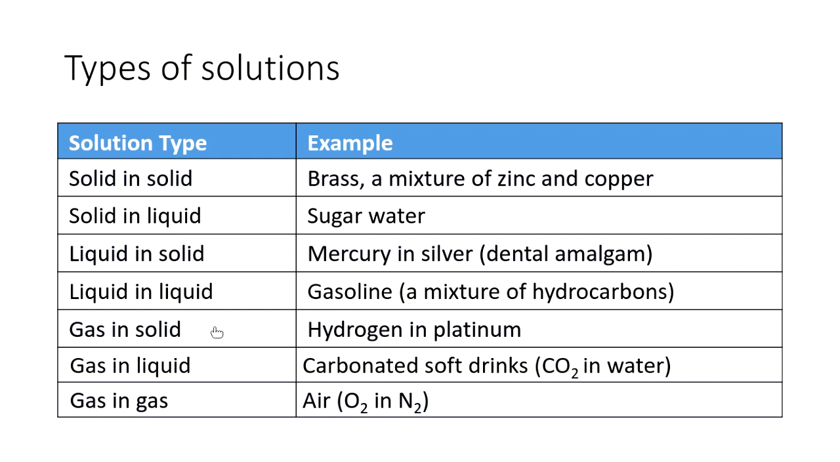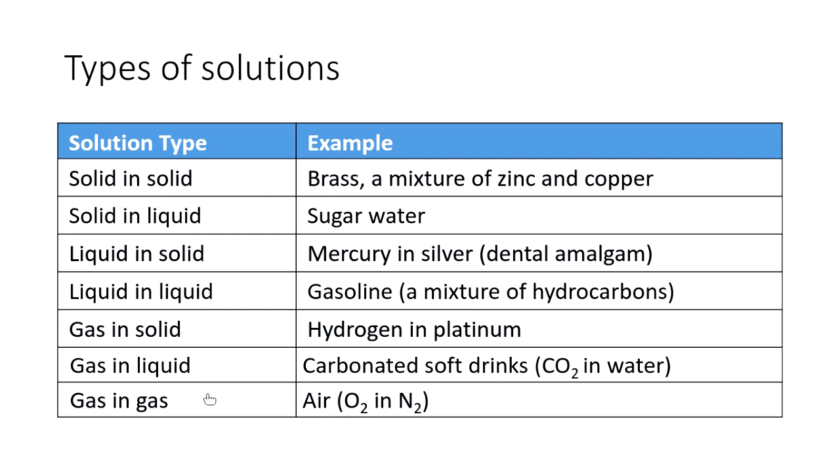Now, the next type of solution is gas in solid, like for example, hydrogen in platinum, right? And this is a catalyst. Or this one is very typical, gas in a liquid. Every soft drink that is carbonated has CO2 and water, and CO2 is in the form of carbonic acid, okay?